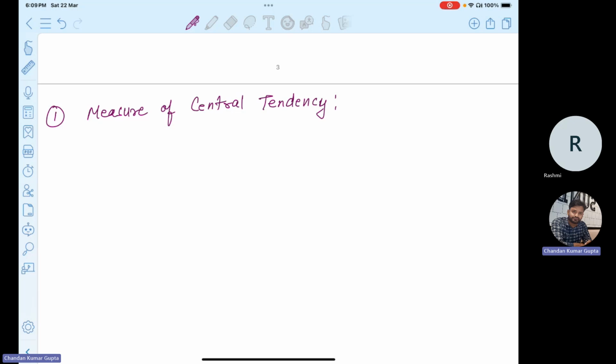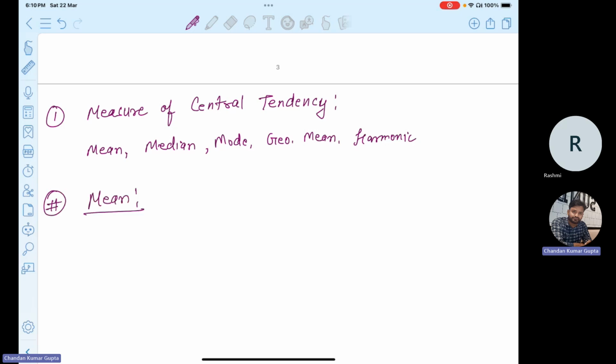There are different kinds of measure of central tendency like mean, median, mode. There are also geometric mean, harmonic mean, and some other statistical measures. So we are mainly going to discuss mean, median, and mode. So let's start with mean.